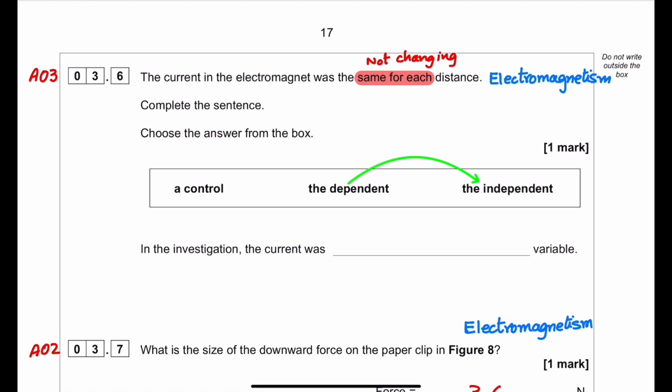In the investigation, the current was a dash variable. It is already mentioned that the current in the electromagnet is not changed. It remains the same for each distance. As the current is not changing, it is a control variable. The correct option is that the current was a control variable.